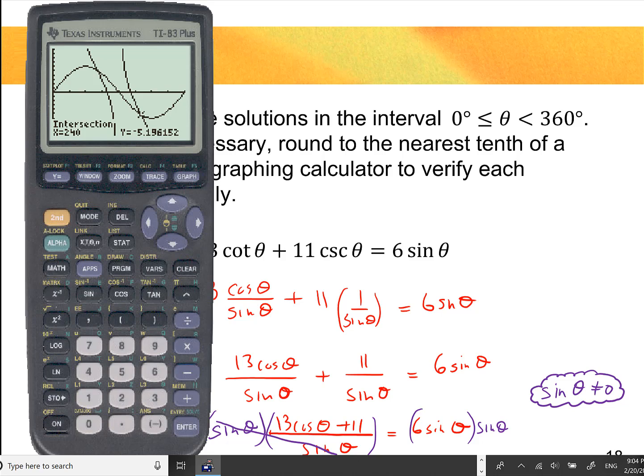And that's how we solve things in terms of a calculator. It's just that little intersect function that we use. All right, so that is it for 6.2. And we'll go on with 6.3 later on.